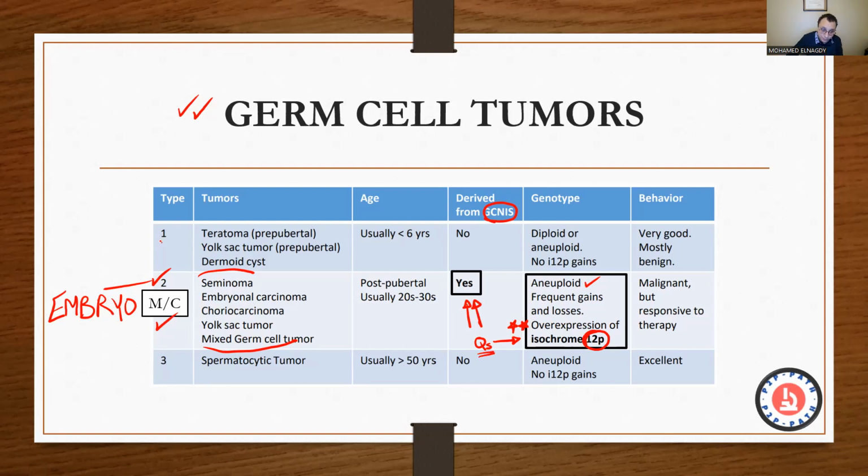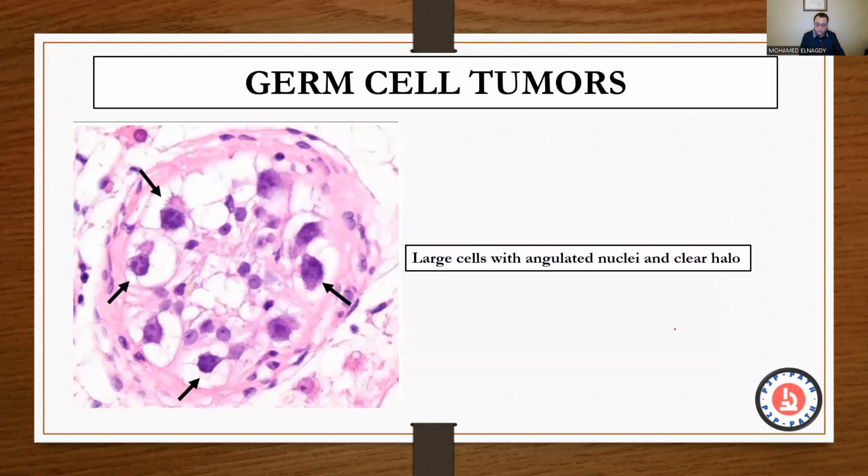In the others, the type 1 and type 3, there is no isochromosome 12p gain. These are all malignant, they are responsive to therapy, which is pretty good. It has a good prognosis. So we have 3 types of germ cell tumor, type 1, 2, 3. Type 2 is the most common, derived from in situ, and is associated with isochromosome 12p.